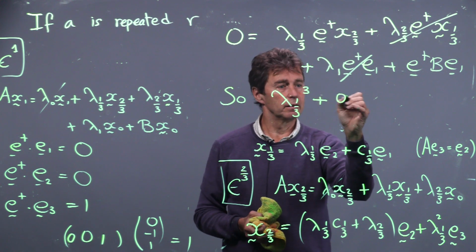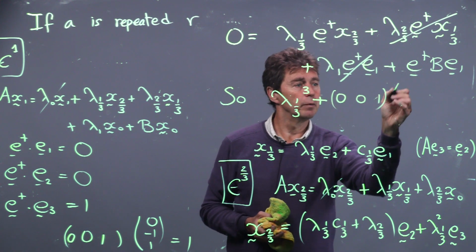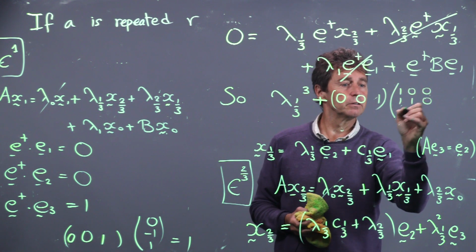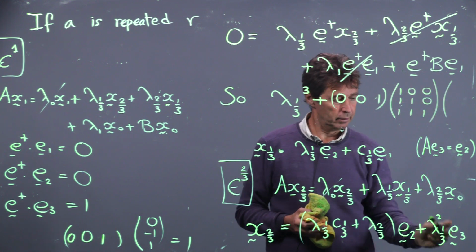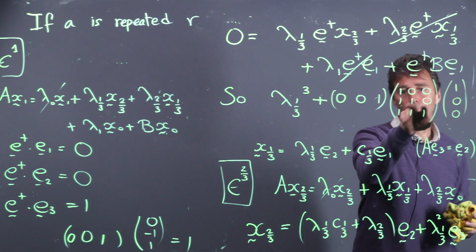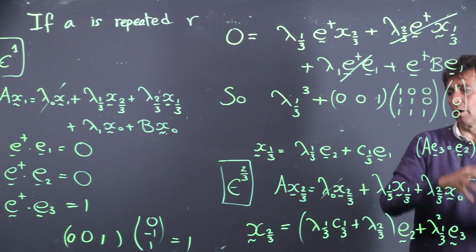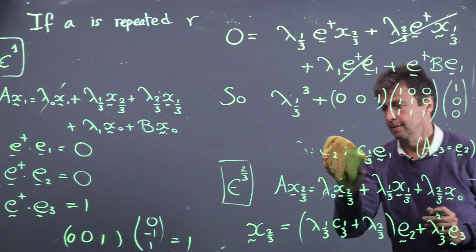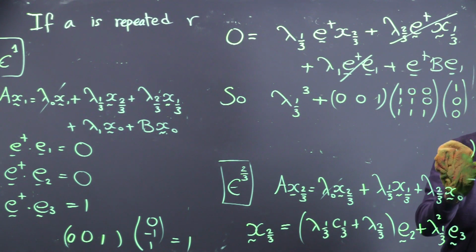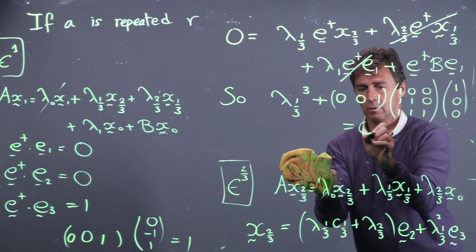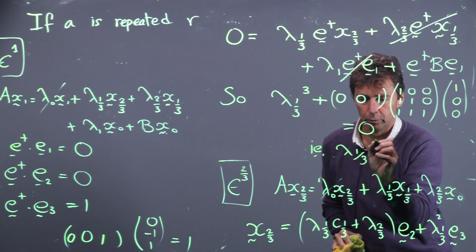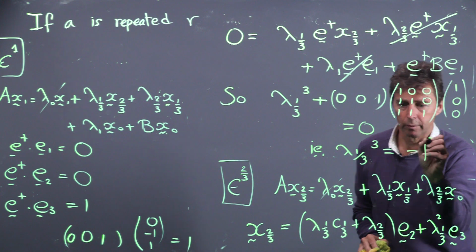So this is 0, 0, 1. The matrix was 1, 0, 0, 1, 1, 0, 1, 1, 1. And E1 was this. So this is 1, 1, 1, 1. Doing that, I'm going to get 1. This thing has to vanish. So in other words, I get lambda 1/3 cubed is equal to minus 1.